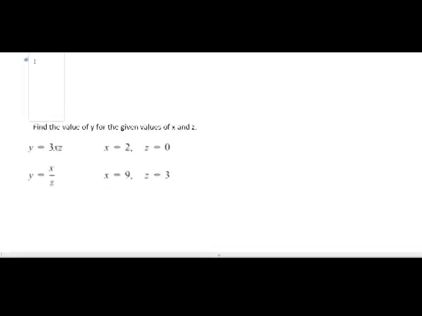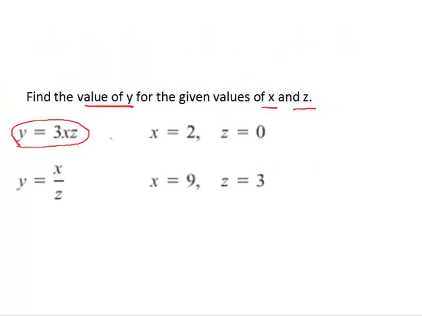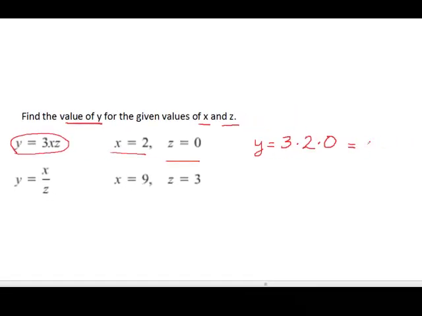Now we're going to look at algebraic equations. So these are two expressions separated by an equal sign. And in these two, we're going to find the value of y when we're given the values of x and z. The first equation says y equals 3xz when x is 2 and z is 0. So we're going to substitute in y equals 3 times 2 times 0, which is 0.